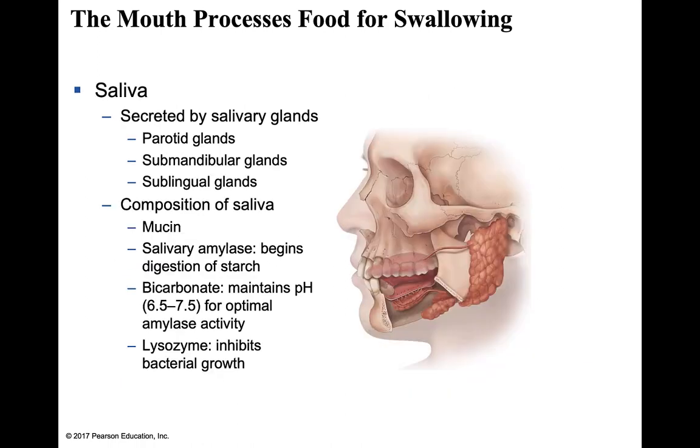Saliva, that is going to be secreted by the salivary glands, and there's three of them. We have the parotids, which are the largest, submandibular under the jaw, and then sublingual under the tongue. Now, saliva is a mixture of different things. Mucin, okay, salivary amylase, that's the enzyme responsible for breaking down starch. There's going to be bicarbonate, this actually acts as a buffer, and it's going to maintain the pH between 6.5 and 7.5, and that's basically the optimal pH for the activity of amylase.